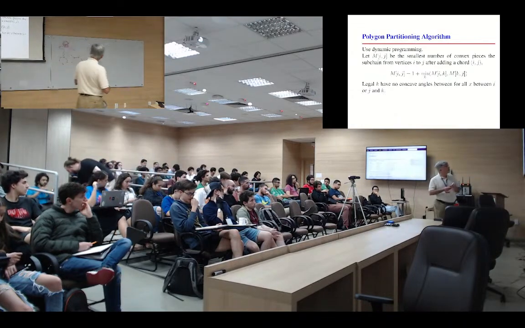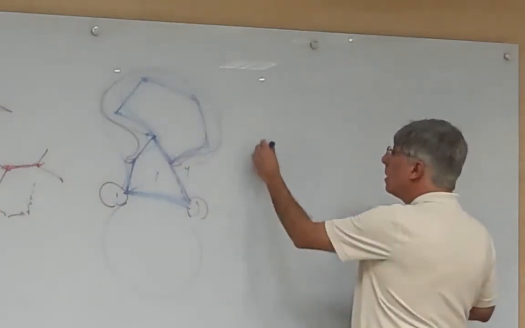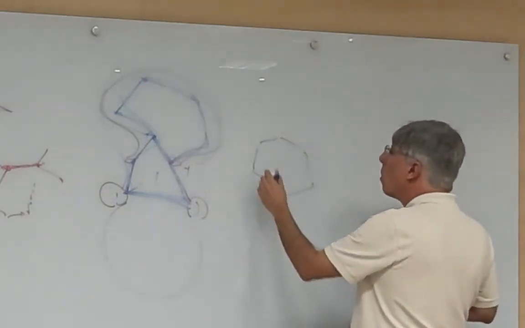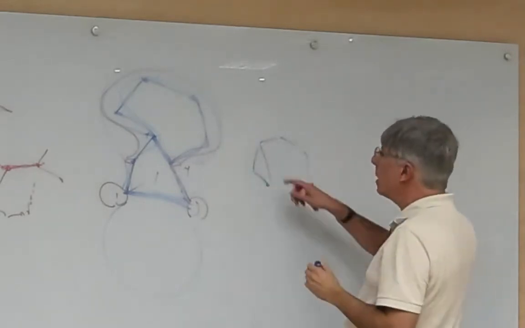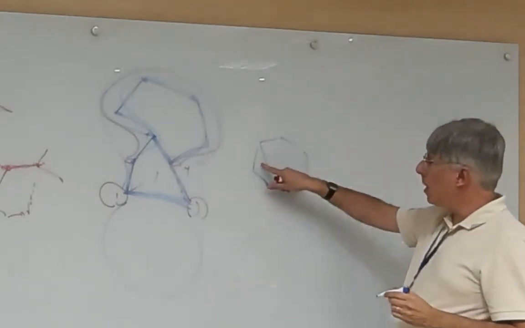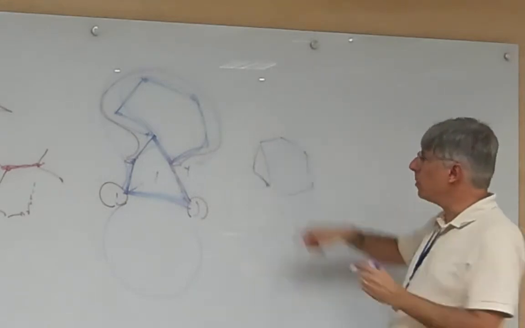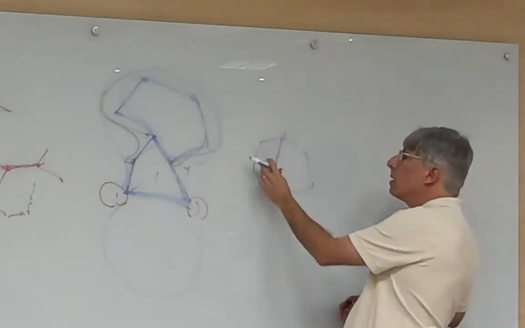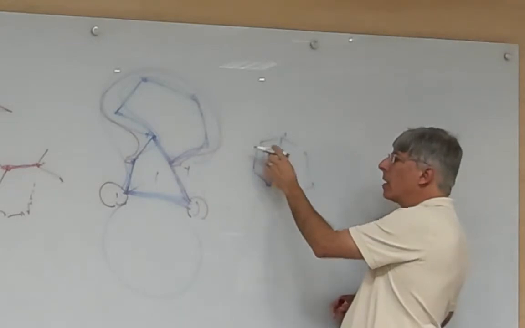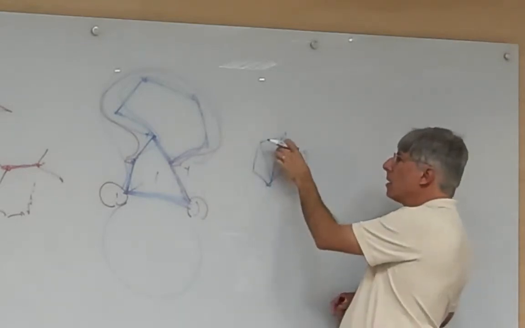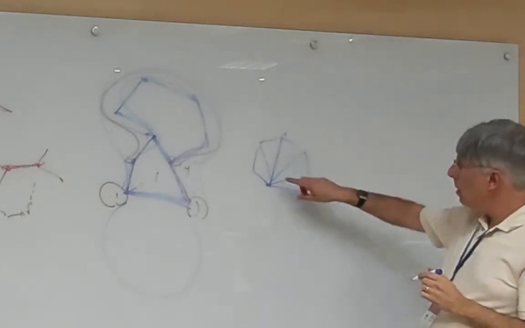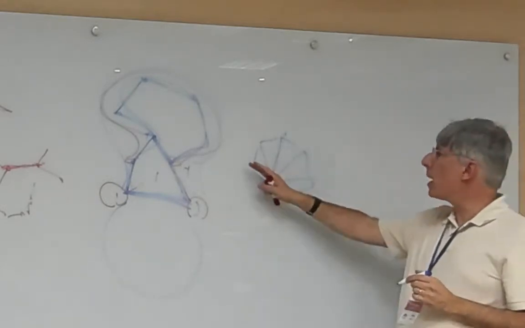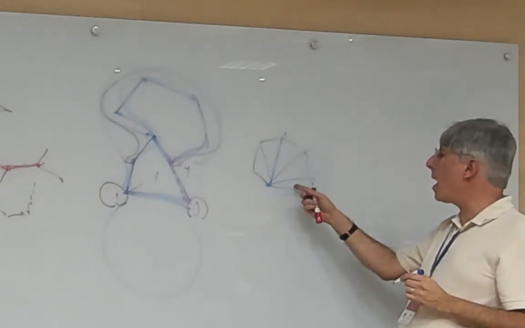So, in the special case of a convex polygon, what is the minimum? We agree that if we add this chain, we've added 1 and created a convex piece. From here to here, it's 1 and we've created a convex piece. Here and here, we've created a convex piece. My claim is by adding any of these chords or not adding the chord.